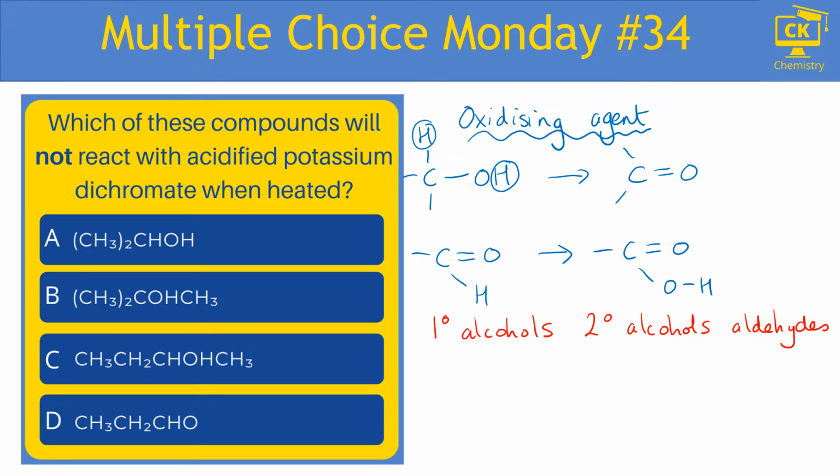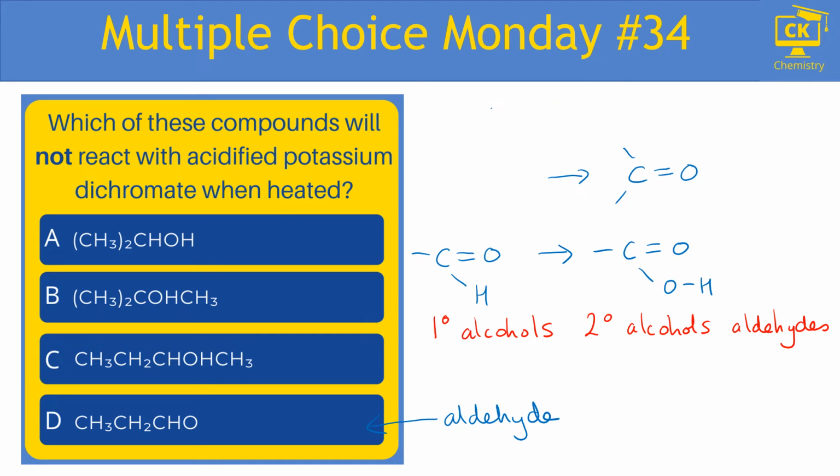If I look down my options, I can see that the bottom one is an aldehyde, and I know that straight away from the structural formula because CHO shows me an aldehyde. So let's have a look at the other ones in terms of turning their structure into, are they primary, secondary or tertiary alcohols? And that is mostly what people struggle with in these questions.